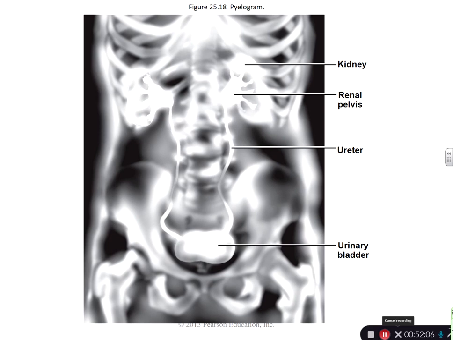So this is like a dye test. They can give you some dye that'll light up, and as your kidneys take up that dye, they can look at a lot of structures. They can look at the minor calyces and the major calyces. They can look at the renal pelvis. They can see the ureters. They can see the bladder. So they can see all the urinary structures just by giving you this dye.